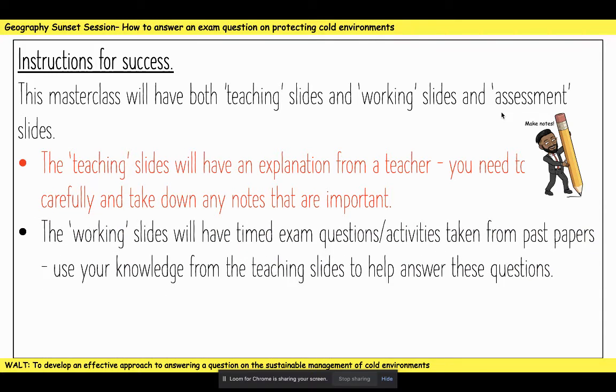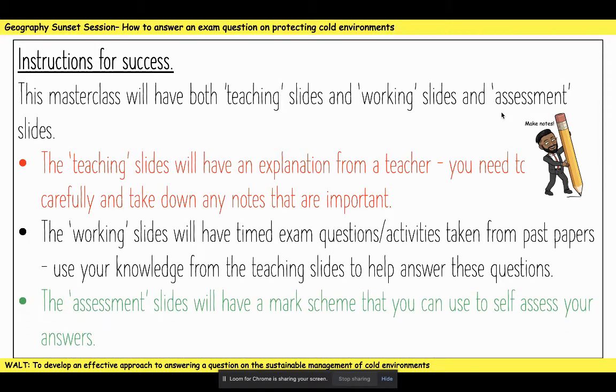The working slides will have timed exam questions or activities taken from past papers. You need to use your knowledge from the teaching slides and your notes to help you answer these questions. These will be in the assignment section of Teams for you to use. Wearing hats during a sunset session or a masterclass is optional, but working slides and teaching slides are not. So make sure you get those 2 bits done.